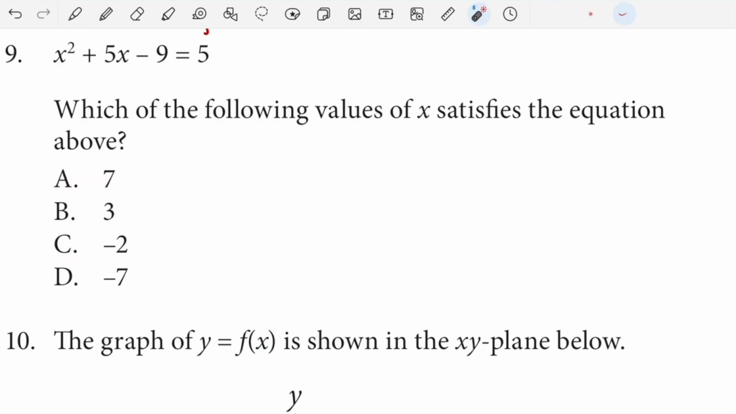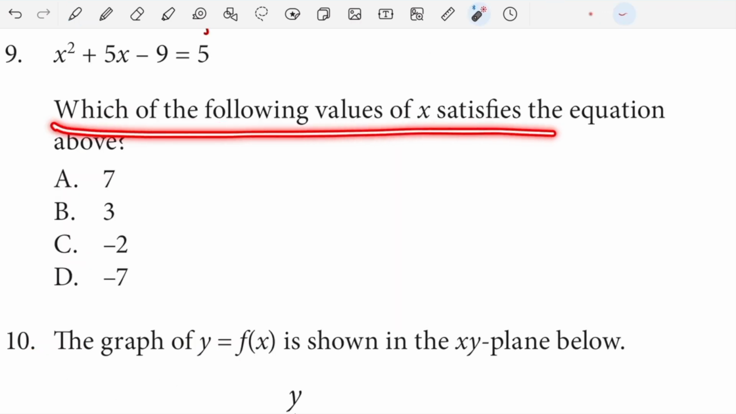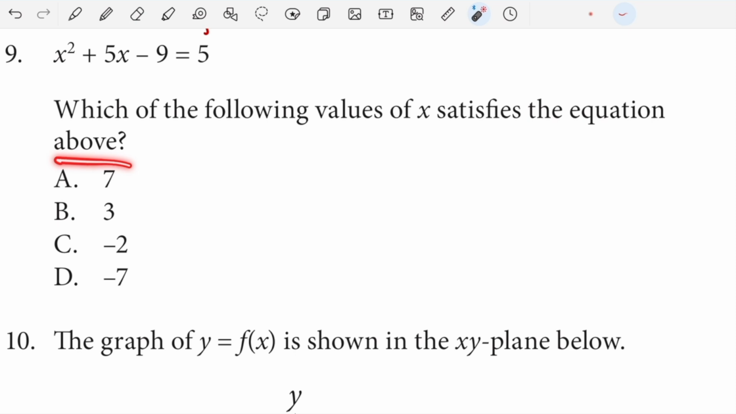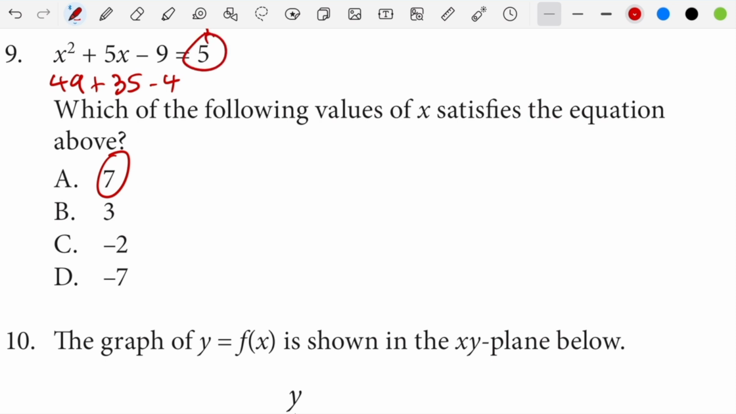Next, number 9. Which of the following values of x satisfy the equation above? Okay, so guys, it's simple. You can just do the whole math or you can plug it back in. The easiest way is plugging it back in. 7 squared gives you 49 plus 7 times 5. 7 times 5 is 35 minus 4. Does that give you 5? 49 plus 35 is a big number. No, it's not going to give you that.